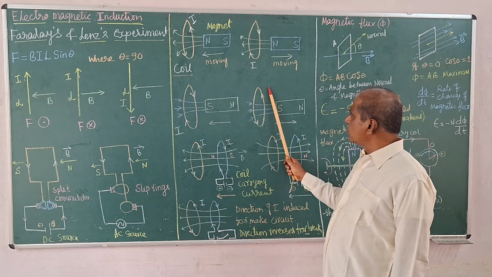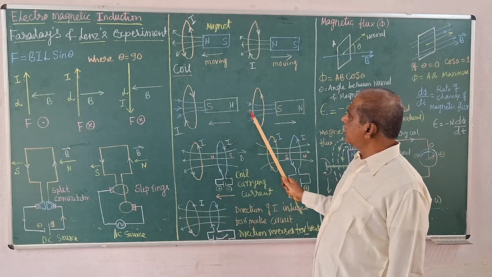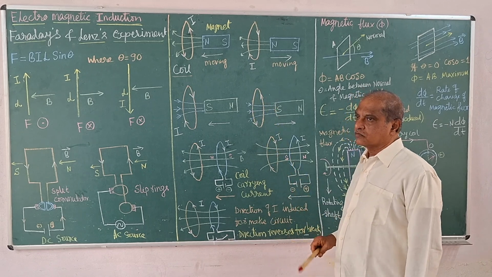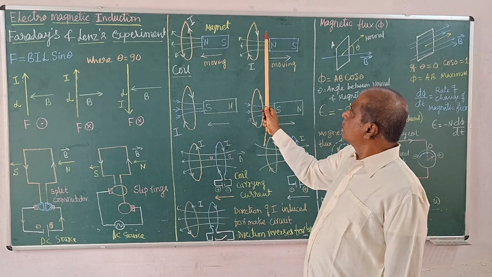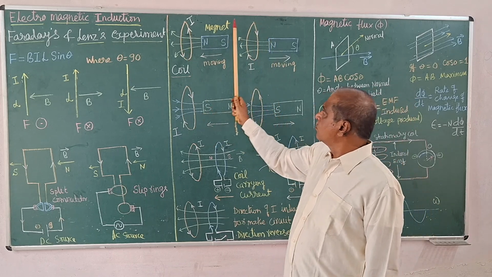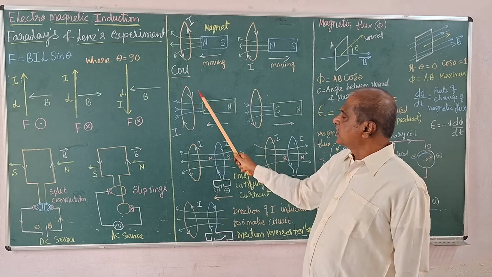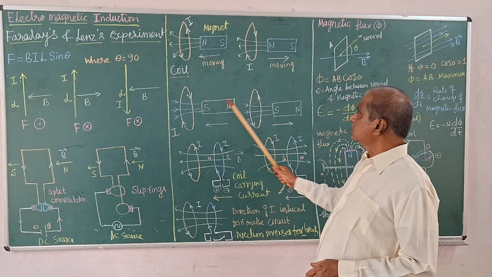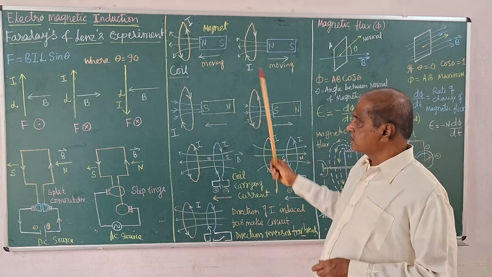Suppose the magnet is moving away from the coil, the reverse effect. Current, what is that? Anti-clockwise direction. Look at this. N, moving forward, moving backward. Moving forward, moving backward. That is, the current is induced in the opposite direction. With these bar magnets, permanent magnets, he tried this experiment.